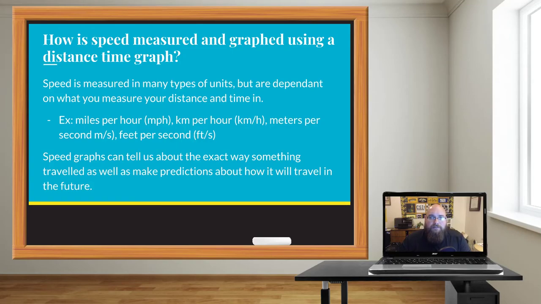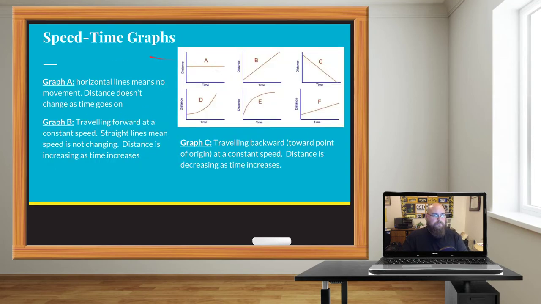Speed graphs, though, take all these times and they tell us exactly what is happening on that trip, the exact way something traveled, as well as make predictions. We can use these graphs to make predictions in the future if they were to continue on in a certain way. So let's take a look at those.